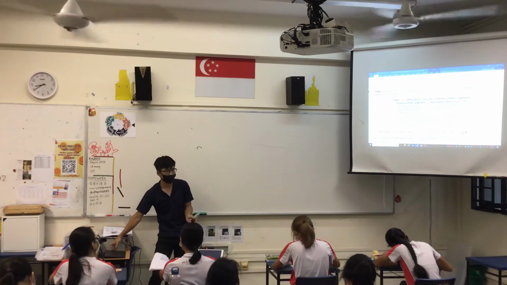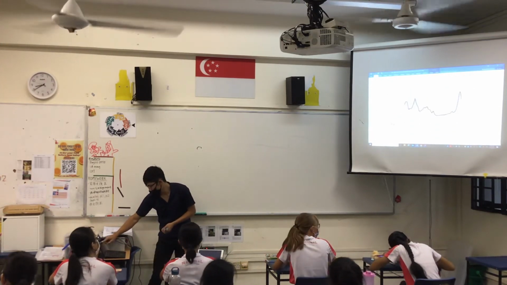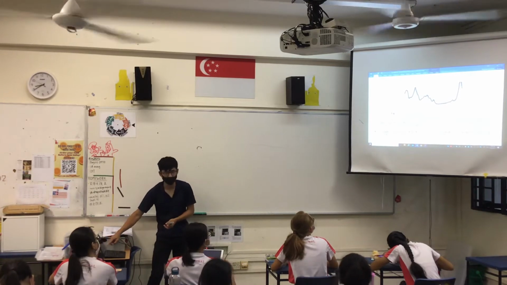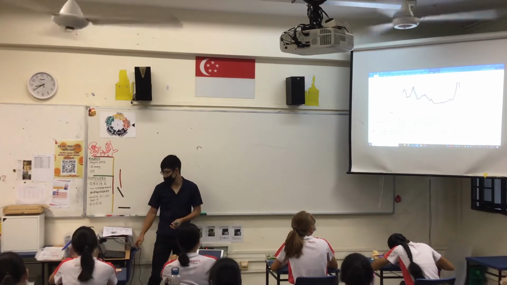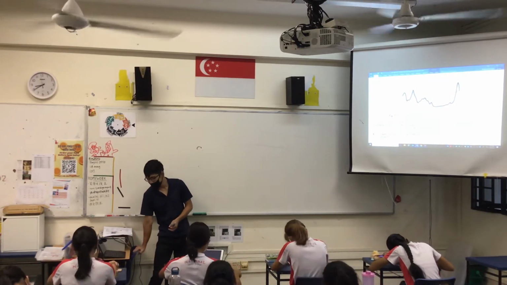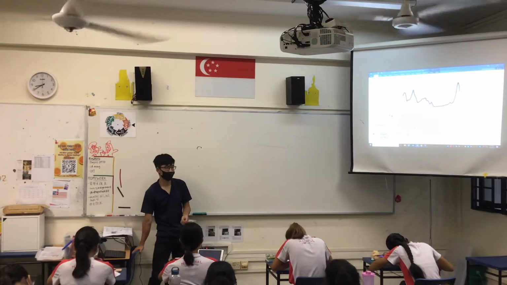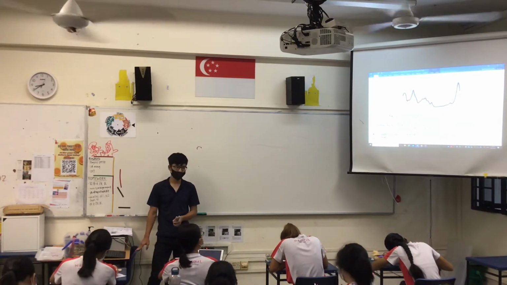That is the range where the light is maximally absorbed. Oops, but that's not the question. The question is C, so I skip. Suggest and explain where the light harvesting complex can be found in purple bacteria. So, suggest is a difficult question. Some of you may have already seen the answer.